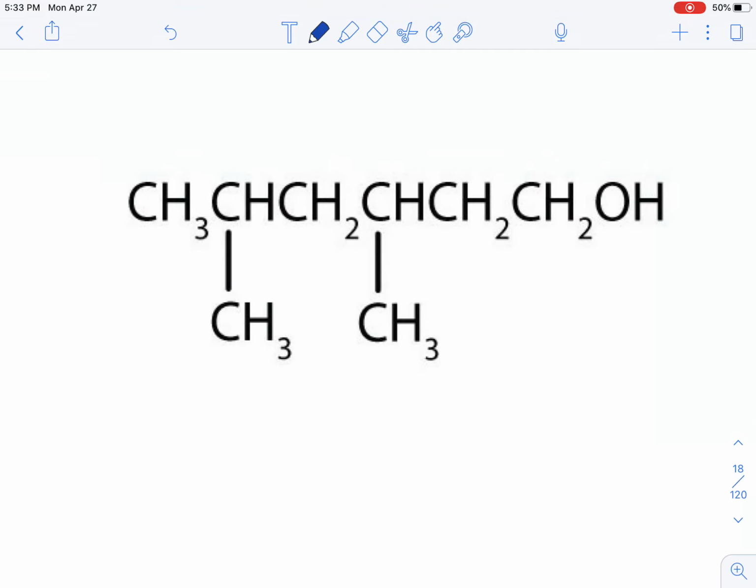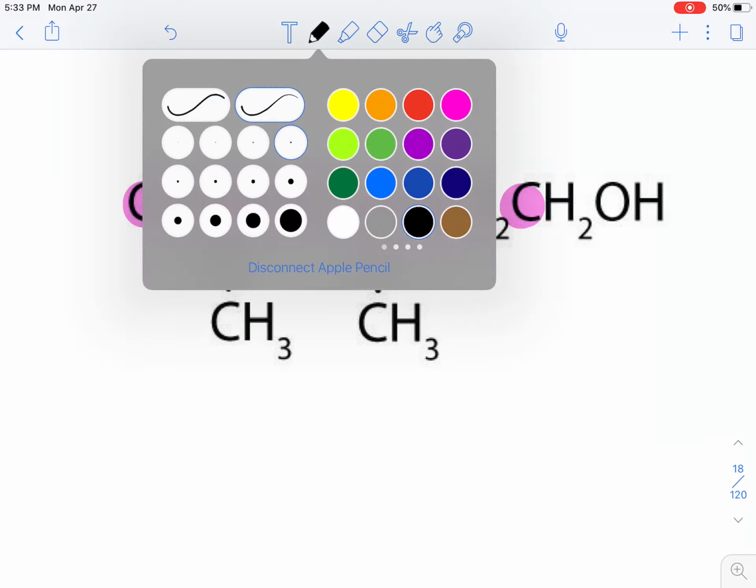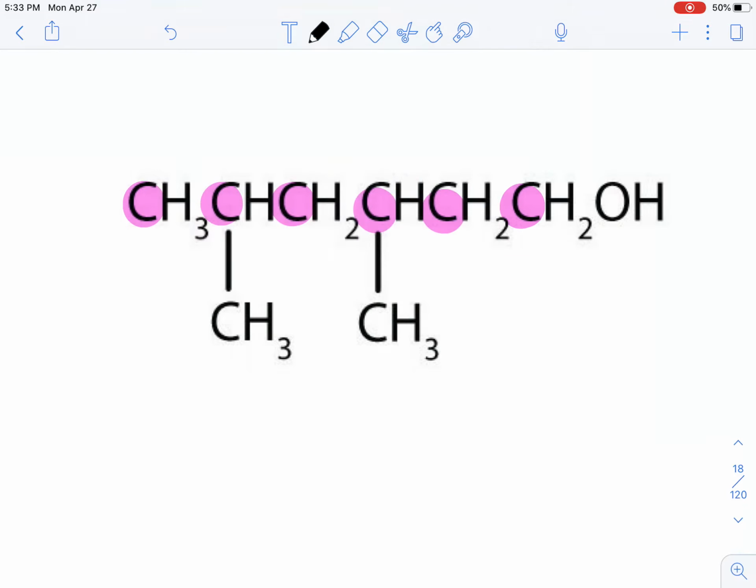All right, so let's go ahead and look at the next one. First step is to determine the longest carbon chain. 1, 2, 3, nope. 1, 2, 3, 4, 5. Okay, so that's bigger than 3. 1, 2, 3, 4, 5, 6. And so it looks like 6 is going to be my longest carbon chain. And so therefore, my prefix that I'm going to use is hex to describe 6 carbons, or hexane, since they're all single bonds.